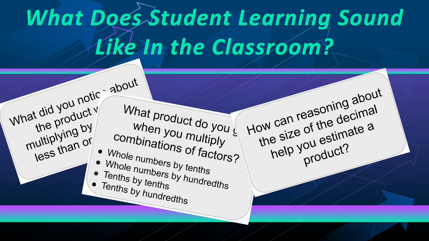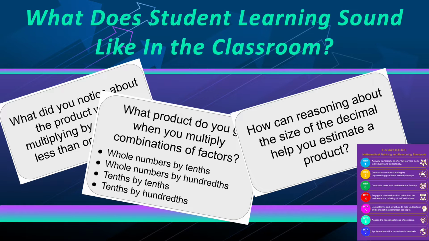Or discussing with their classmates their observations that their product gets smaller when they multiply by a number less than 1. This could be an example of MTR 4, since students are engaging in a discussion to reflect on their thinking and the thinking of their classmates, or MTR 5, since they're looking for patterns to understand multiplying by decimals.